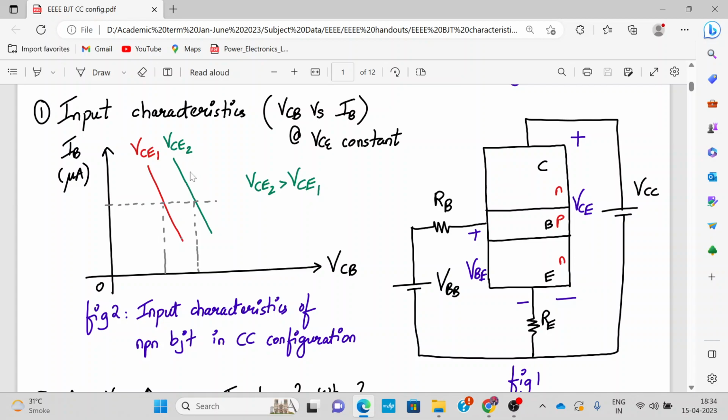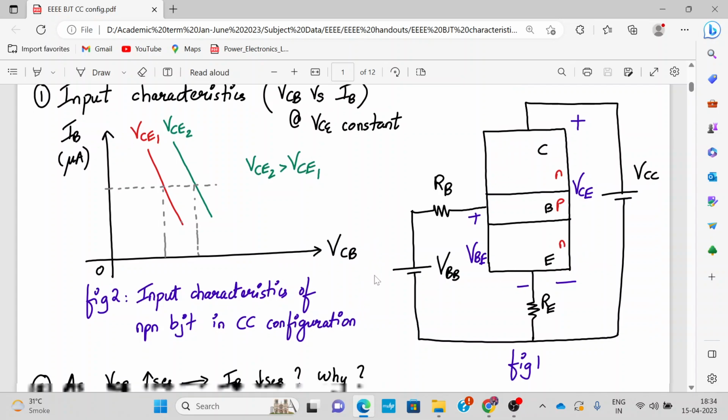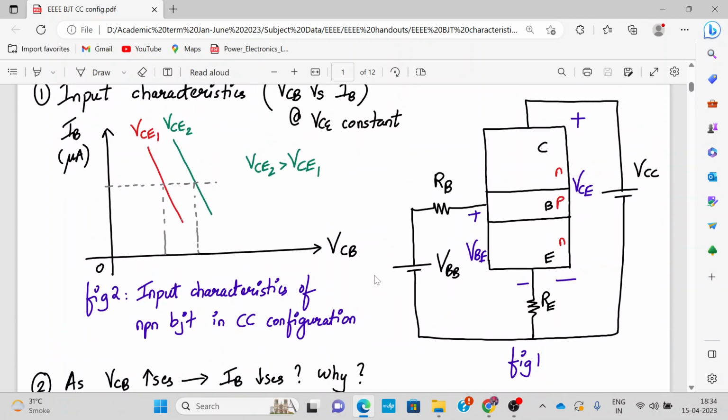We get two different graphs for two different values of VCE, where VCE2 is greater than VCE1, and as you can see, for the same value of IB, the curve for VCE2 is shifting towards the right hand side. So this is my input characteristics of an NPN BJT in the common collector configuration. And this is the structural view of it, where we bias it in such a manner that it behaves in the active region.